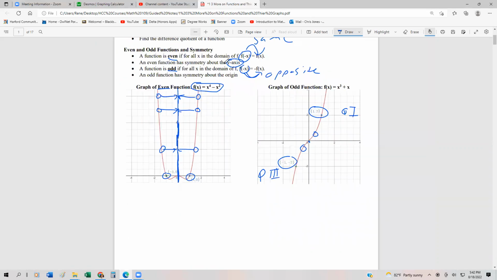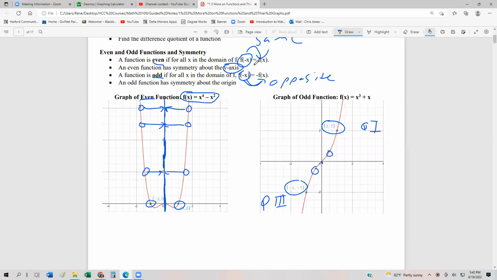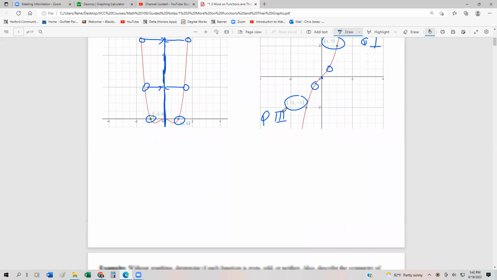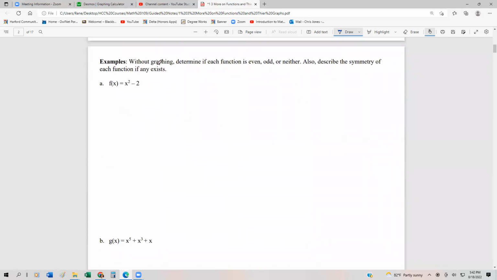All right. So now what we're going to do is plug in negative x, and we're going to determine if a function is even or odd or neither, because not every function exhibits symmetry. So let's take a look at some examples of this. Without graphing, we're going to determine if a function is even, odd, or neither, and then we're going to describe the symmetry of the function.